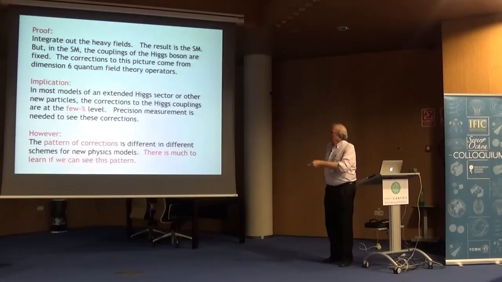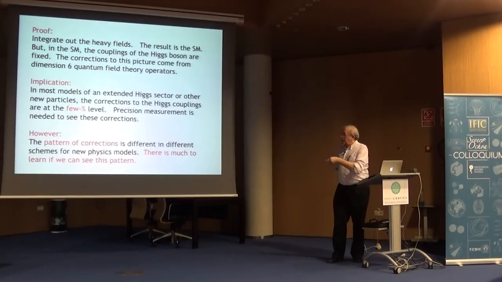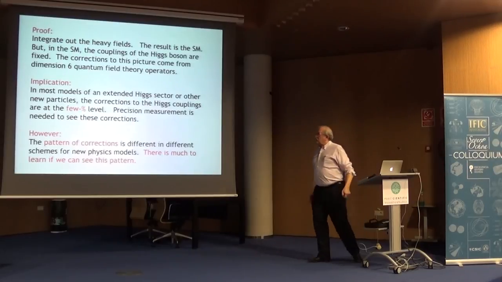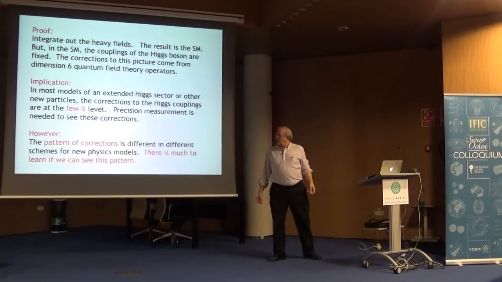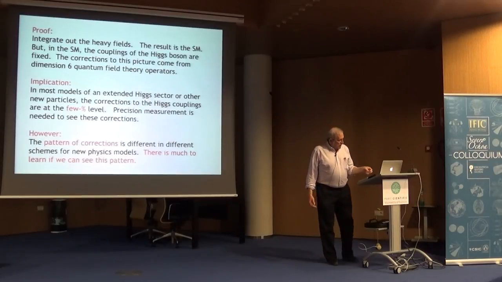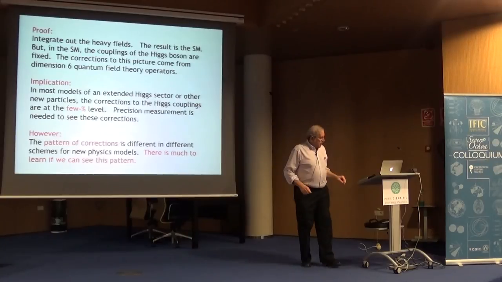Okay. The implication is that if we really want to go after the Higgs properties, what we have to do is to figure out how to measure the Higgs couplings at the percent level. And so let me talk a little about the patterns of corrections and then a little about how we're going to do that.